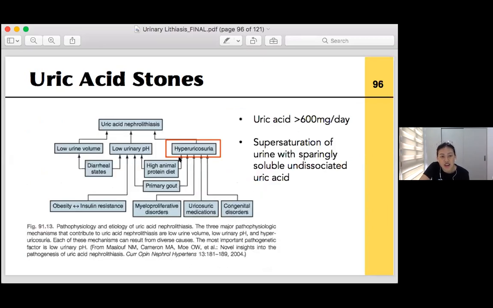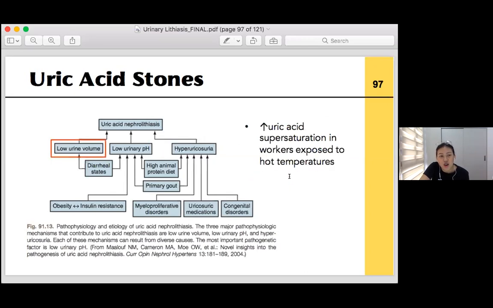So next, hyperuricosuria, as was defined earlier, can cause supersaturation of urine with respect to sparingly soluble undissociated uric acid, while low urine volume increases the risk of uric acid supersaturation, especially in workers with hot temperatures.